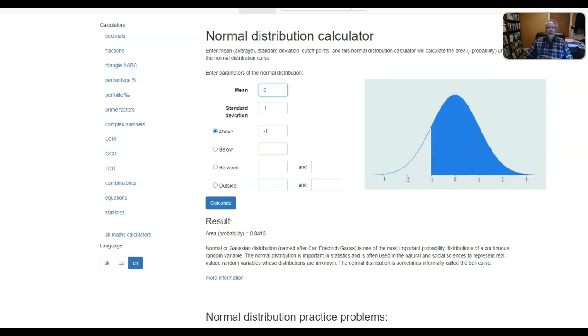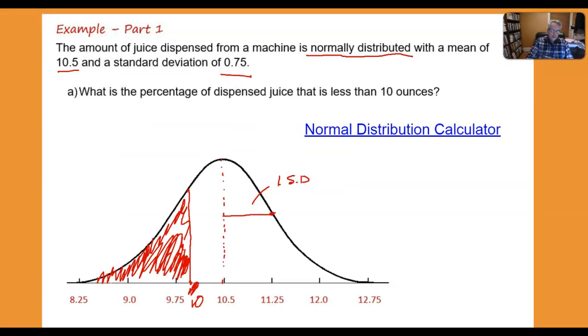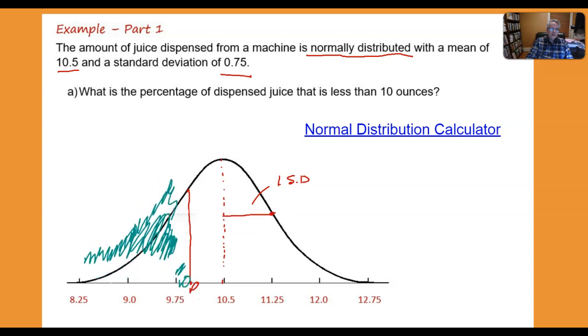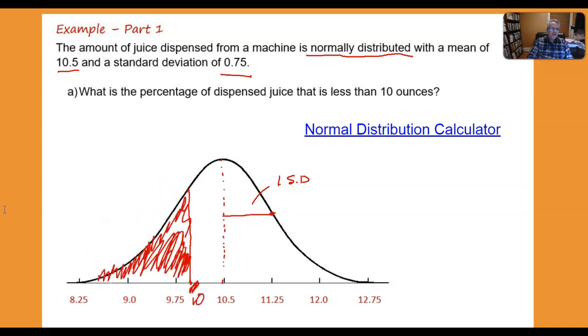It's 0.2525. So this area that I shaded is 0.2525. That's the decimal form of the percent. So the actual percent is 25.25%.